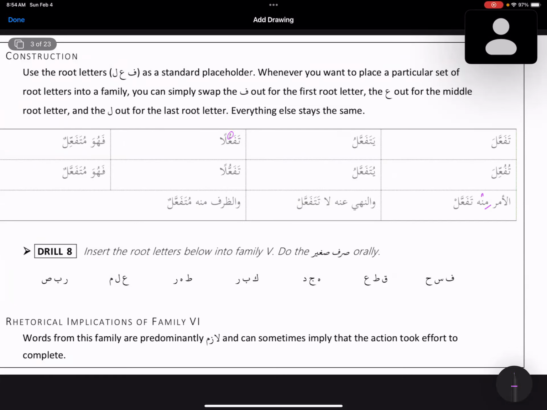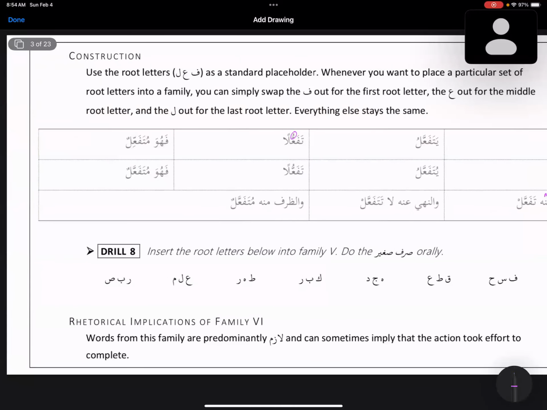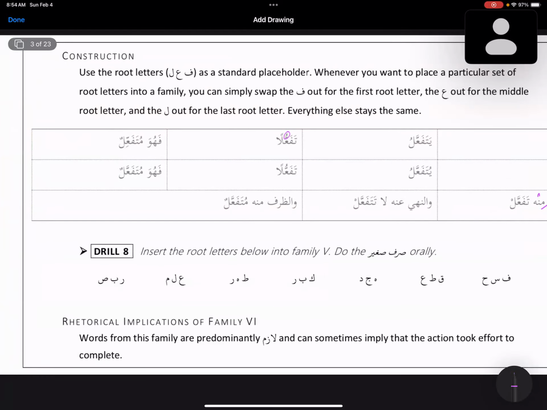Then will be nahi anhu. No, the amr will be first. Yes, the amr will be tatahhar, and then la tatahhar, and then mutatahhar, same like that. Mutatahhirun. Yes, very good. Alhamdulillah, but yes, we need practice.